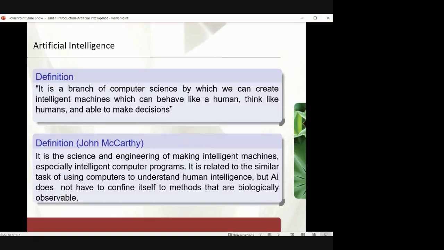Now, have you heard about the first AI robot? Has anyone heard the name of an AI robot? It's Sophia. Yes. Has anyone seen Sophia's interview? I'll give you that video link also.